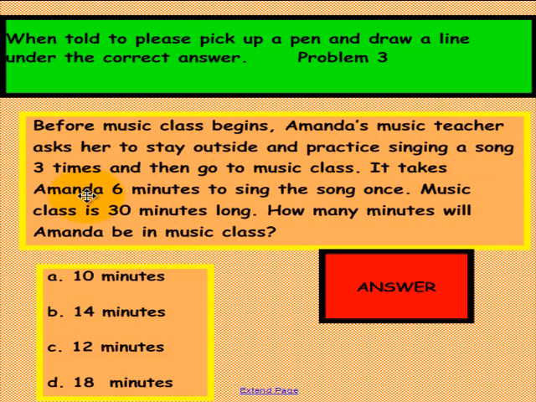It takes Amanda 6 minutes to sing the song once. Music class is 30 minutes long. How many minutes will Amanda be in the music class? Please pick up a pen and underline the correct answer below. Then place the pen back in the tray. Thank you.